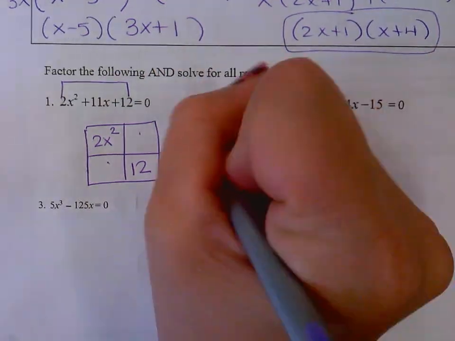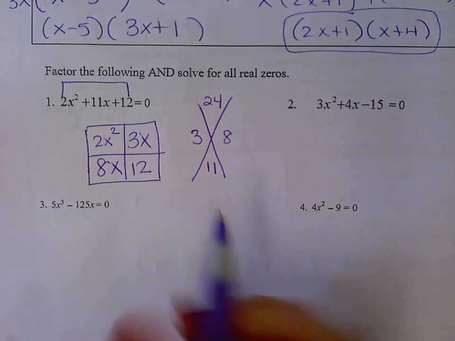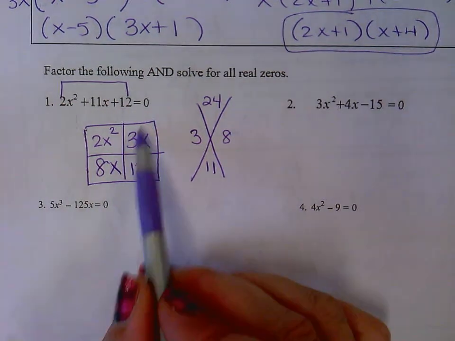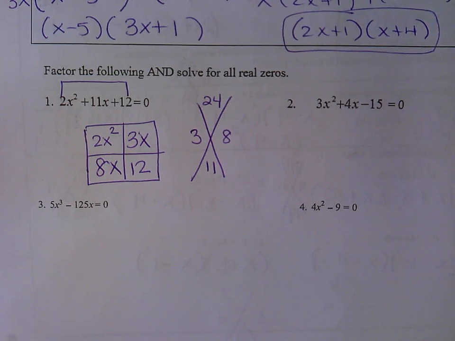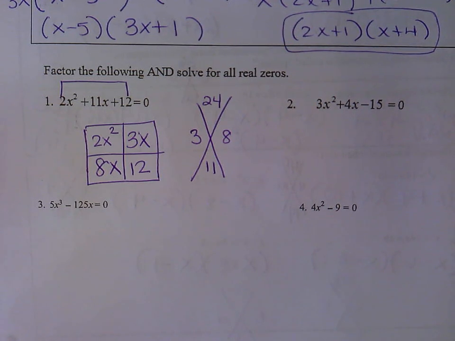So I want to use 3 and 8 as my other 2 terms. It doesn't matter. You could flip-flop them. You'll still get to the same answer, but your box will look a little bit different. So you can either try the box or try the grouping method.